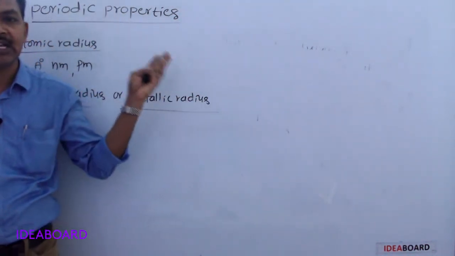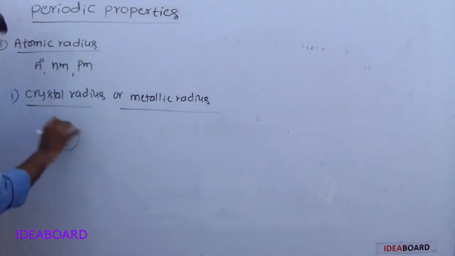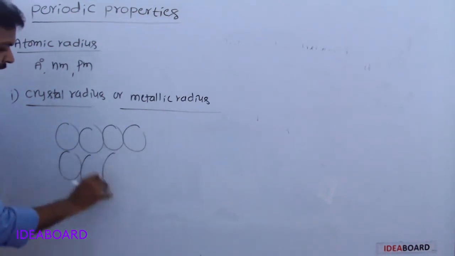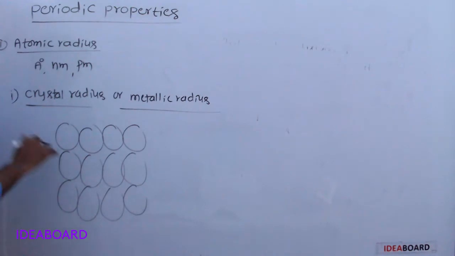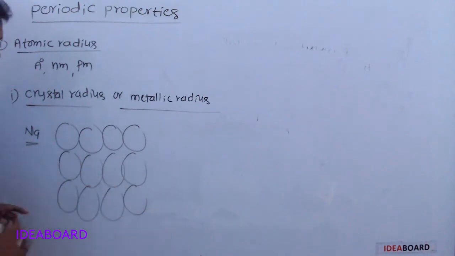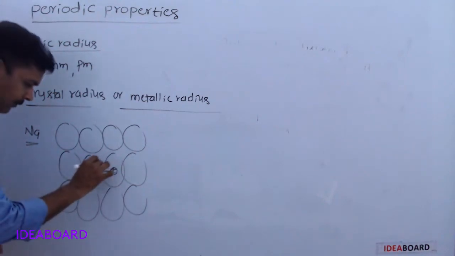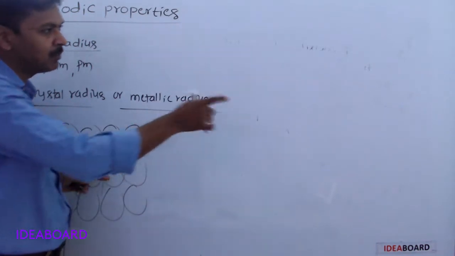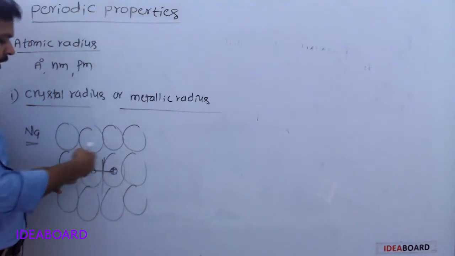Crystal radius or metallic radius is used for metals. Suppose you take one crystal lattice, that is, one metal lattice. Atoms are arranged three-dimensionally, which it is not possible to draw here. If this is sodium metal, this internuclear distance can be measured easily by using X-ray diffraction studies. Then half of this distance is nothing but atomic radius of sodium.